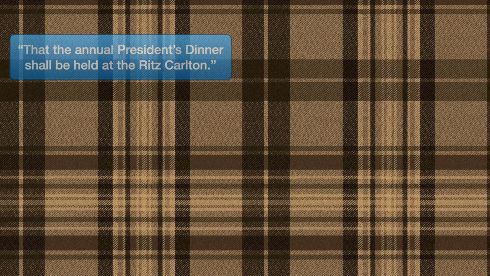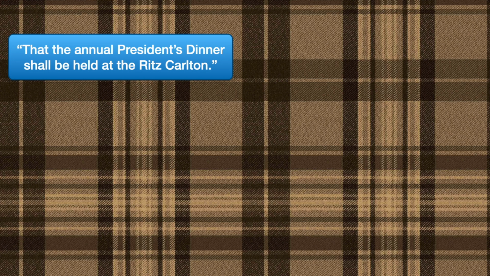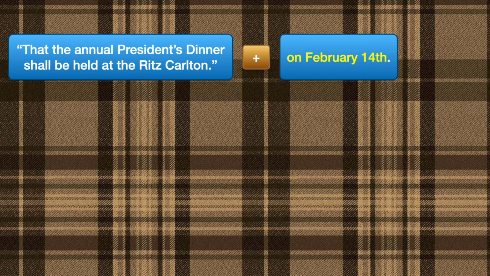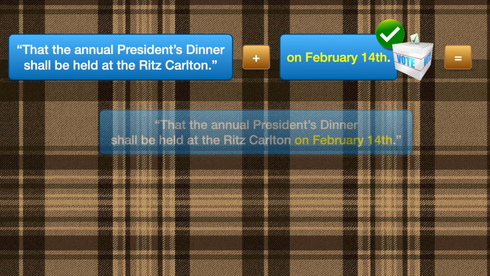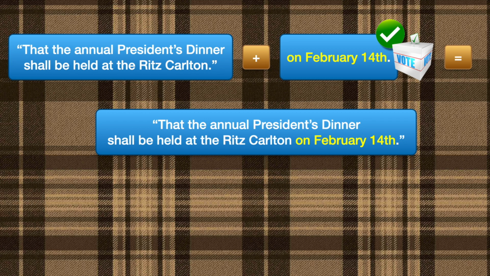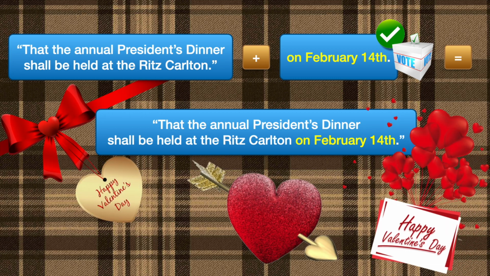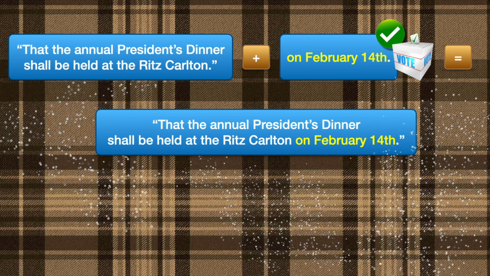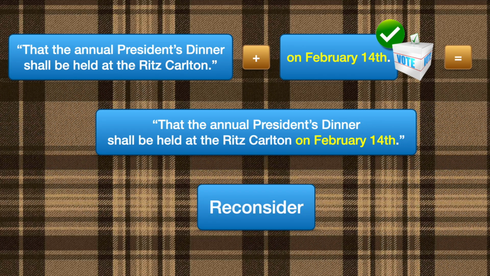For example, let's say a motion is pending that the annual President's Dinner shall be held at the Ritz-Carlton. And let's say a member makes a motion to amend by adding the words "on February 14th." Let's then say the amendment is put to a vote and adopted, so that the pending motion now reads that the annual President's Dinner shall be held at the Ritz-Carlton on February 14th. Then let's say a member realizes that February 14th is Valentine's Day, and that many members might have other, more romantic plans for that day. So it would be in order to reconsider the vote on the amendment.